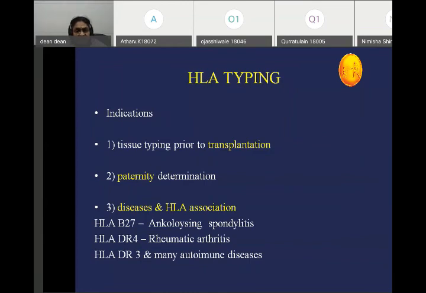Indications for HLA typing are tissue typing prior to transplantation or paternity determination. We can associate some diseases with HLA types. For example, HLA-B27 with ankylosing spondylitis, HLA-DR4 with rheumatoid arthritis, and HLA-DR3 with many autoimmune diseases.